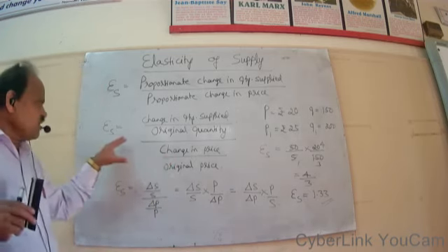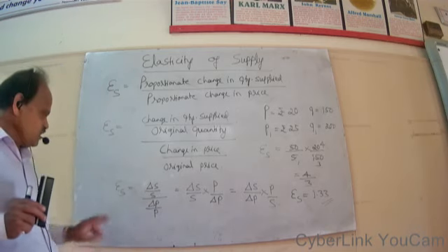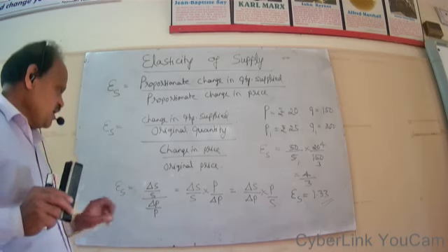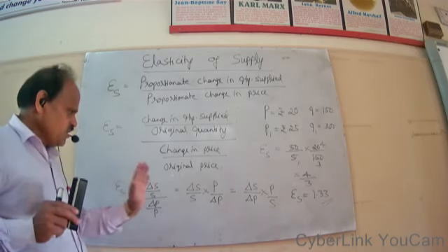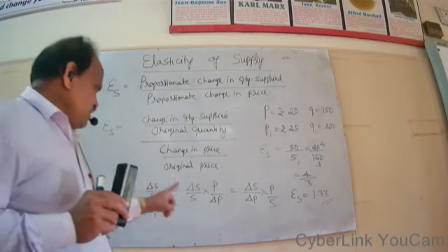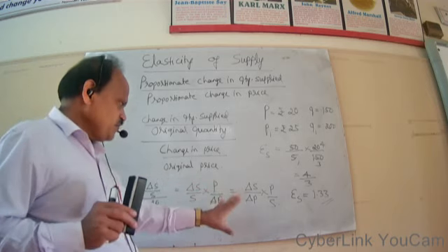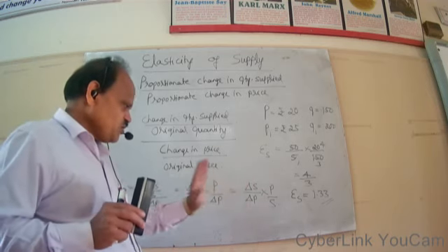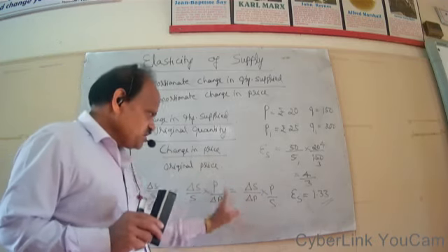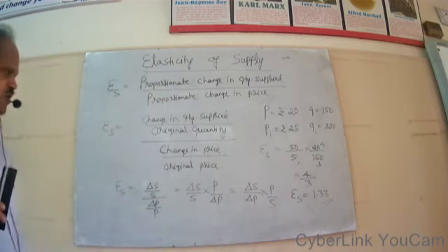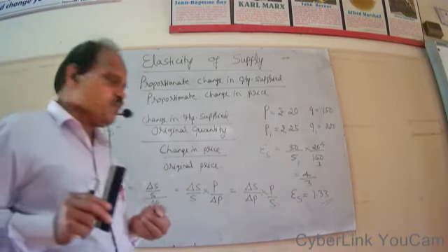We can represent this ratio with the help of some symbols. That is ES is equal to delta S upon S divided by delta P upon P. We can simplify it further. Delta S upon S into P by delta P. Finally, ES is equal to delta S upon delta P into P by S. So bring delta one side. So this is the final formula which can be used to measure the price elasticity of supply.